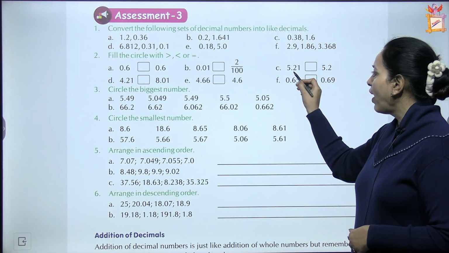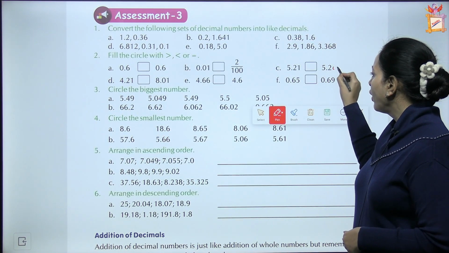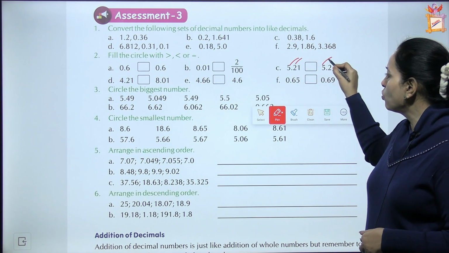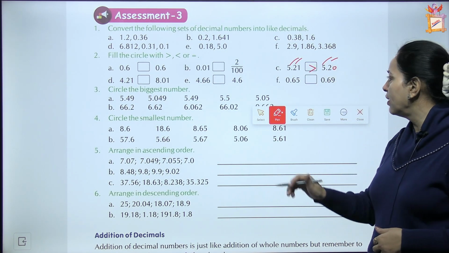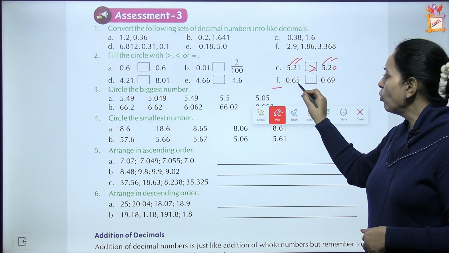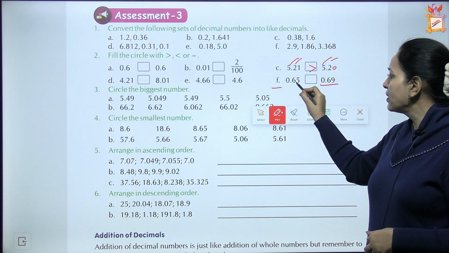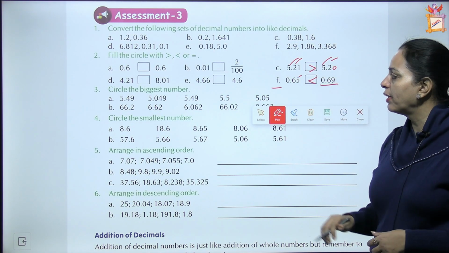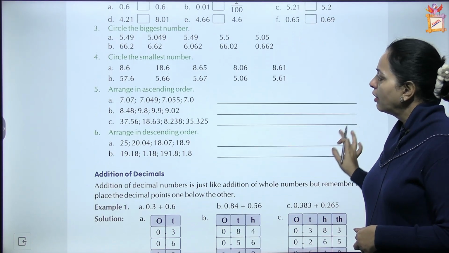So see here, like 5.21 and 5.2. So this is 5.20. 5, 5 same, 2, 2 same. 1 is greater, that's why this number is bigger. Now see this one, 0.65, 0.69. 0, 0 same, 6, 6 same, but 5 is less than 9. So this number is greater. Similarly, you can compare other numbers.